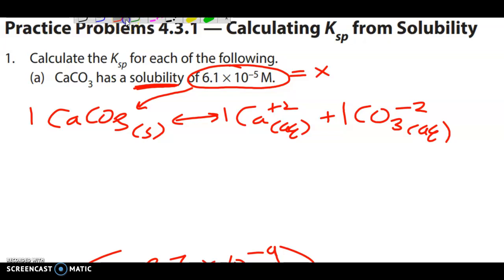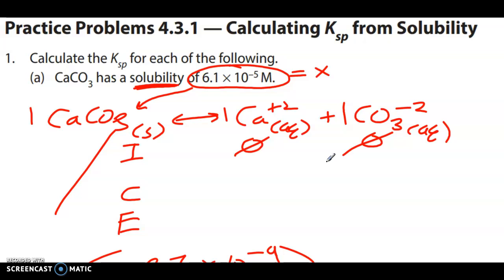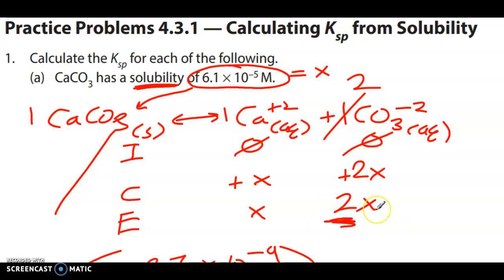If this were an ICE table, first of all, this is a solid, so it doesn't really impact us. Initially, we start off with no product. Our change is always positive X because we start from nothing, so we're producing it. And then we're going to have X and X. We're not subtracting from anything because we don't have any of those ions there initially. Whatever we produce is going to be equal to X. But if this was 2, as a hypothetical, then you would have to double your solubility to get the concentration for that ion that you have twice as many of.